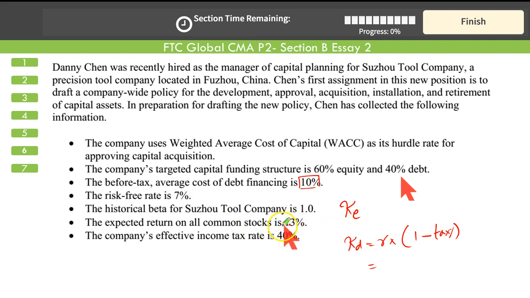10% is given as the rate on debt financing. Since interest on debt financing is tax deductible, it must be multiplied by 1 minus the tax rate. The tax rate has been given as 40%. So if you simplify, it's going to be 6%.